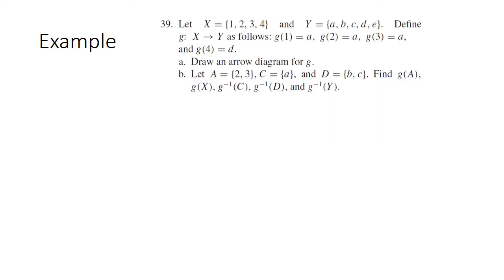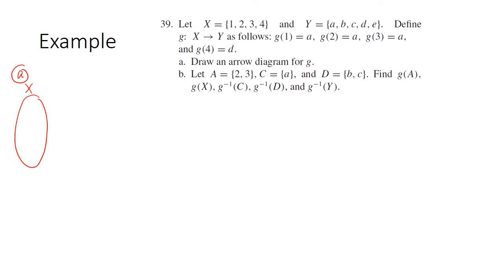Okay, everybody, let's look at this example. So number 39, let X equal 1, 2, 3, 4, and let Y equal a, b, c, d, e. Define the function g from X to Y as follows. g of 1 equals a, g of 2 equals a, g of 3 equals a, and g of 4 equals d. So first we just have to draw an arrow diagram, so let's go ahead and do that.